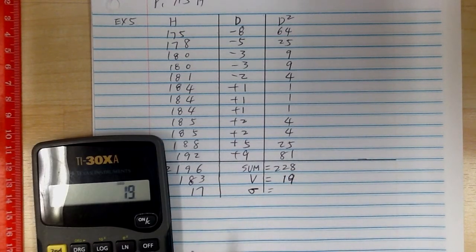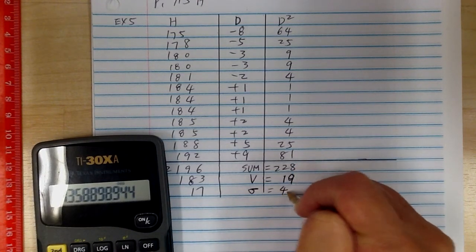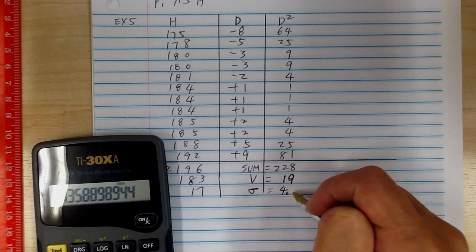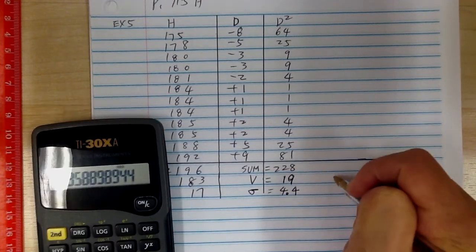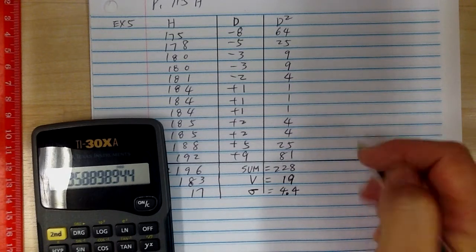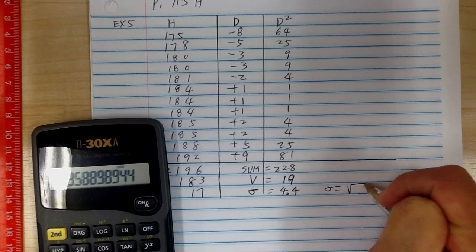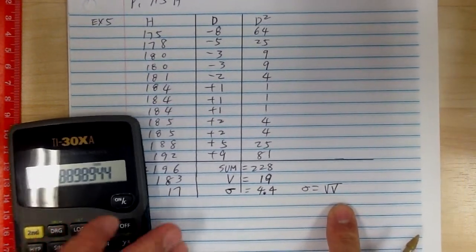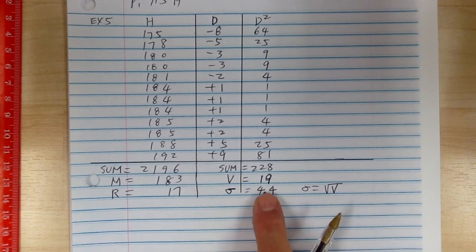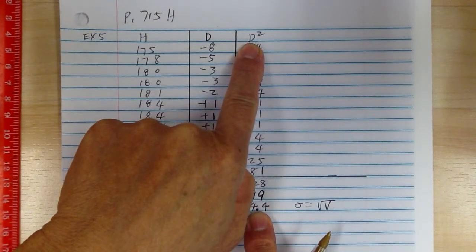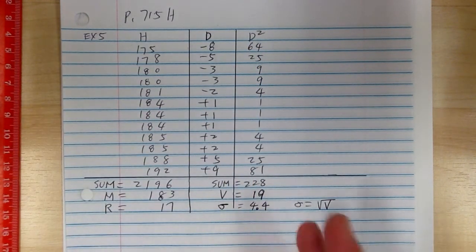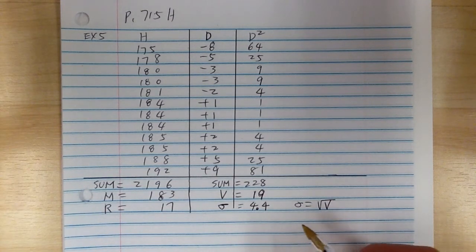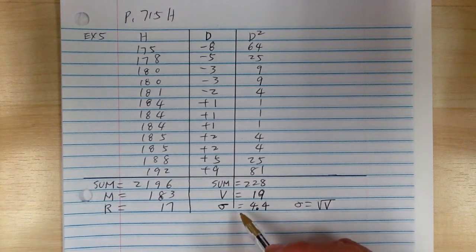So 19, you take the square root, you get 4.358 something, so 4.4. Again, sigma is equal to the square root of V. And it's easy to remember why we take the square root: over here we squared the deviations, so you take the square root to, in a way, undo the square. That's where it came from. So this is the standard deviation.